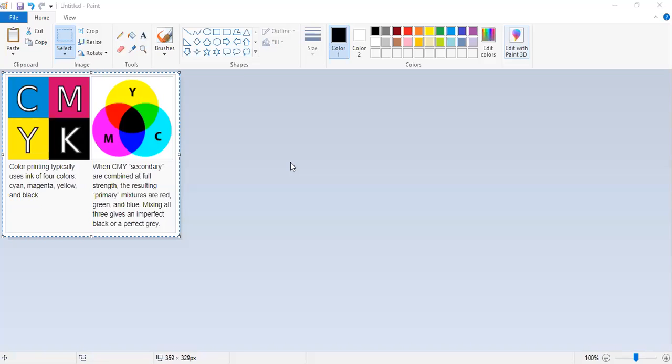But one more thing we need to understand is that when we mix all the CMY colors, in whatever ratio, we will not get a perfect black. We will get an imperfect black or some dark gray, right? That's why we have a separate black ink actually.